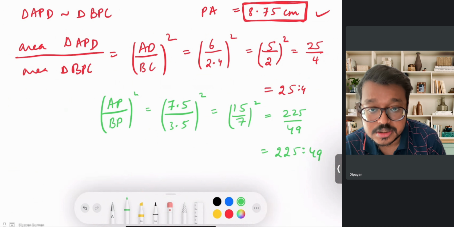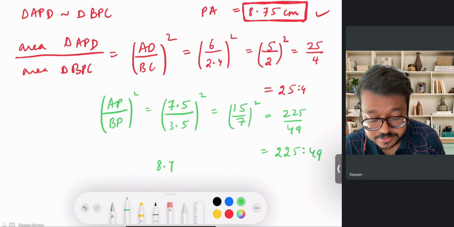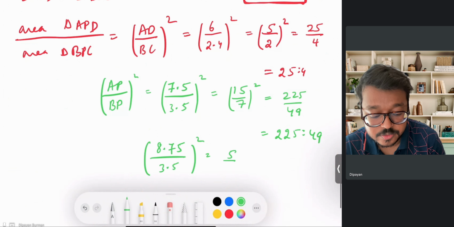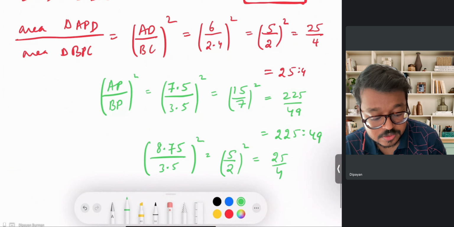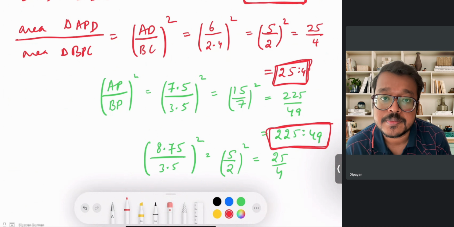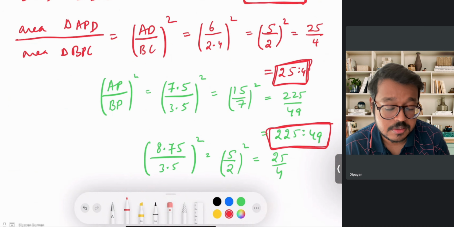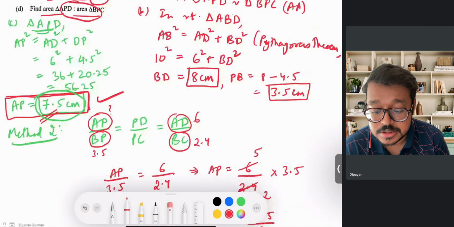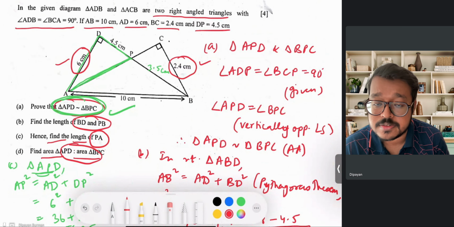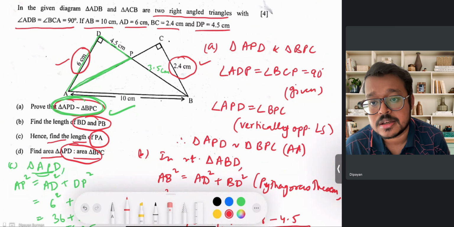But if I had used the other value of AP, which is 8.75, 8.75 by 3.5 whole square again reduces to 5 by 2 whole square, which should be 25 by 4. So two possible answers, one is 25 is to 4, or this other ratio 225 is to 49. So in any case, if at all there is a discrepancy in the question in the board exam, you just need to attempt it whichever way that you feel is correct, and the marks will be given.